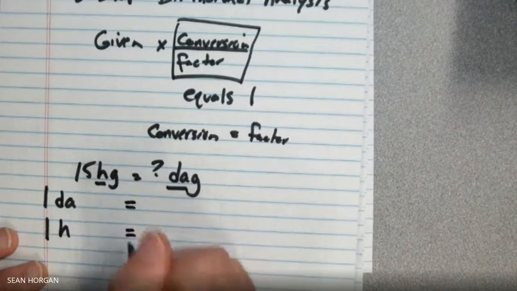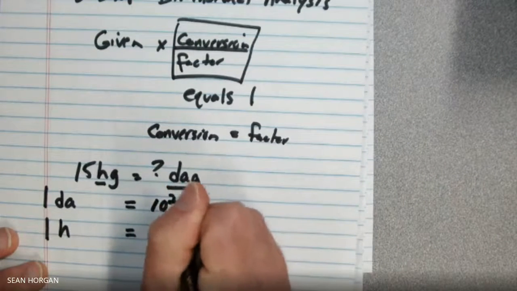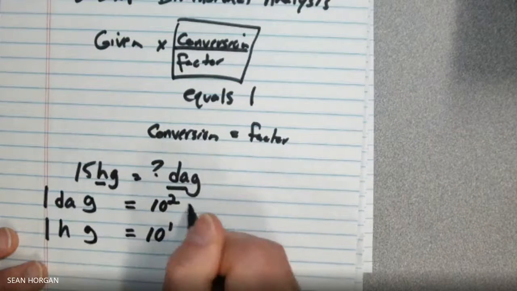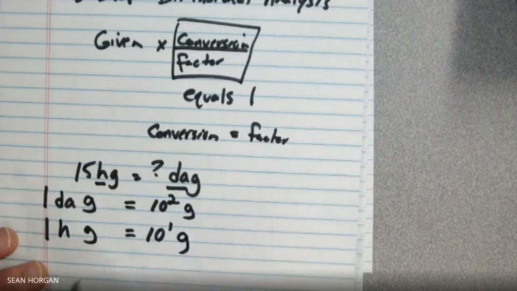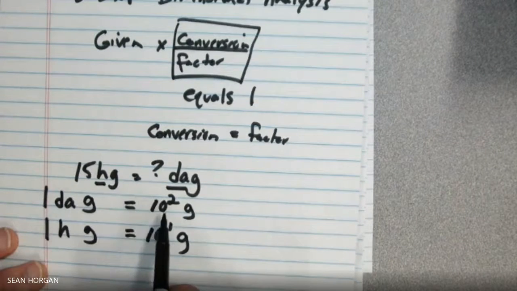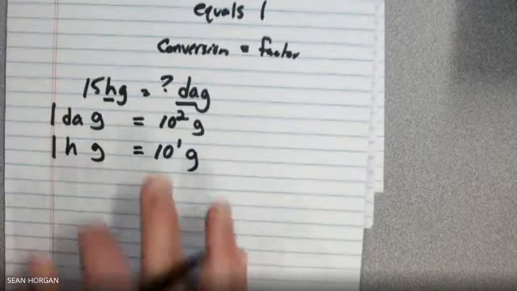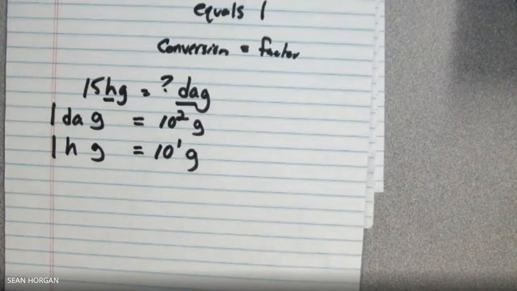We'll look at our big chart to see what they're equal: 10 to the second, 10 to the first. They're grams, so we'll put grams on both sides. What's important here is that the 1 goes with the prefix, and it's on the opposite side of the definition, the opposite side of the equal sign. Now, this tells me that I need to do 2 steps.